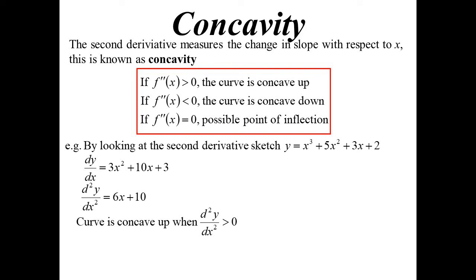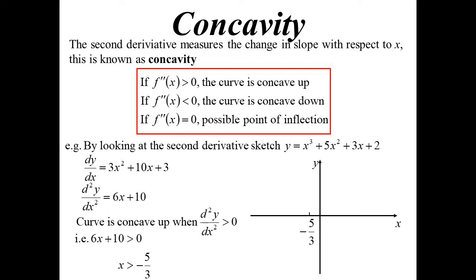And again, explain what you're doing in your working out. Why on earth am I investigating this? Well, I'm investigating this because I know the curve is concave up when the second derivative is greater than 0. So that's what I'm investigating. And that's when x is greater than minus 5 on 3. Logically then we would think, well, therefore it must be concave down when it's less than that. So I can draw a very rough sketch. There's my x value. So it must have that sort of shape.